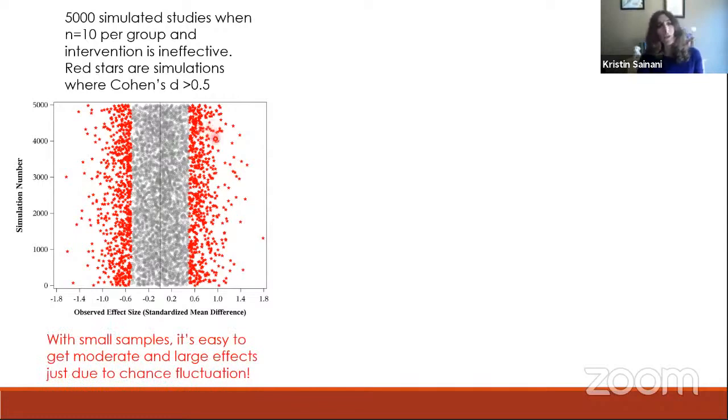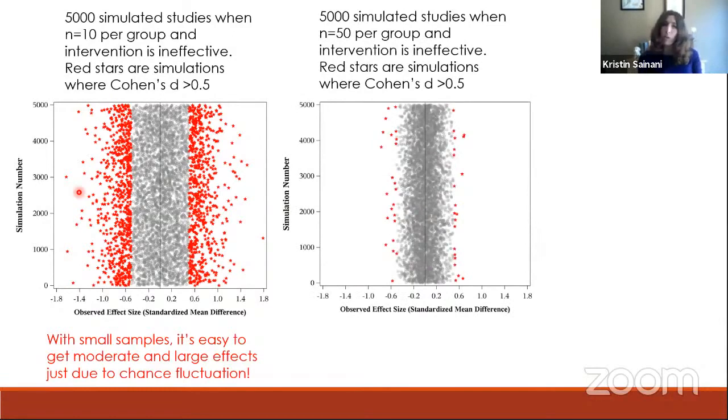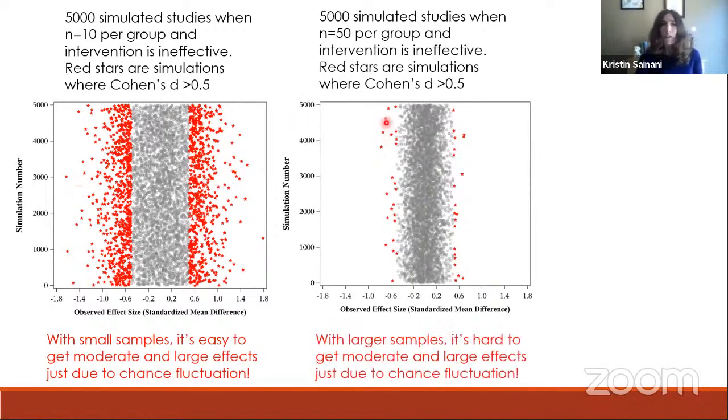And what you can see is that with only 10 people per group, I can get really large effects just by chance. Sometimes I got Cohen's d's of 1, 1.4 even, purely just due to chance fluctuation, getting a few extra fast runners in one group versus the other. Now, in contrast, if I used a bigger study, like if I have 50 per group, it's actually really hard to get moderate to large effect sizes just by chance if I use a big enough sample size. So chance fluctuation plays a smaller role when I get an adequate sample size.